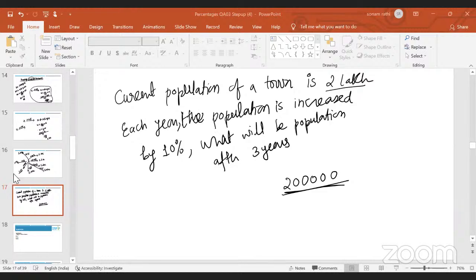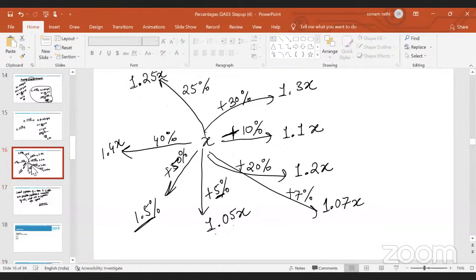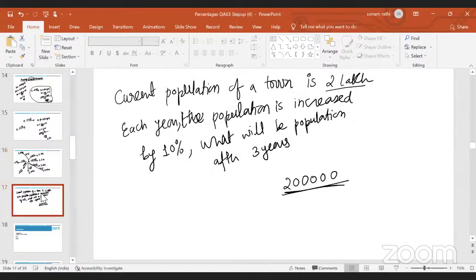Think. 60,000. Please do not come to the conclusion. What I am saying to you, please wait and think. So just now I told you, how do we do percentage increase? I just now told you this chart. Right? And now we have to work on this. Okay. So how do I work on this?